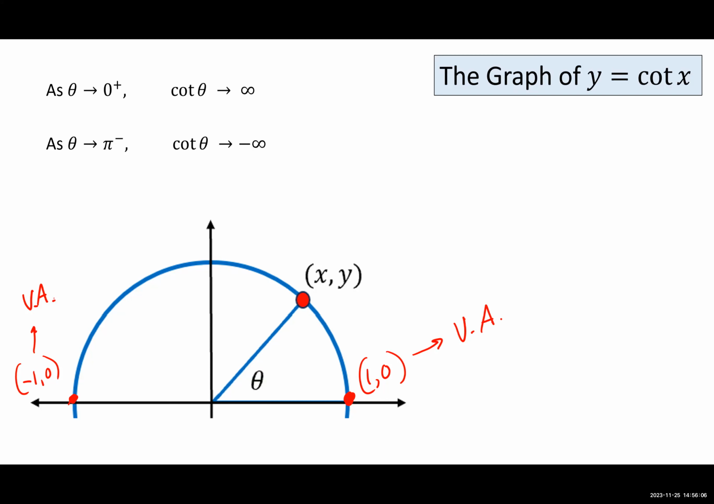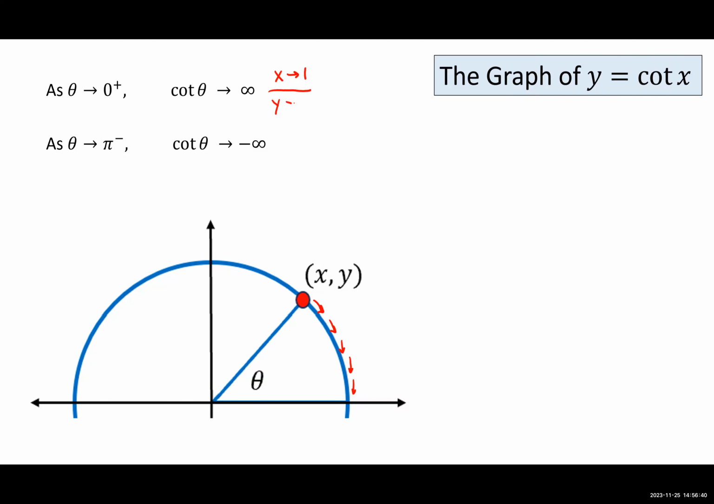So as the angle approaches 0 from the right, let me erase some of this. I don't want it to be too cluttered here. So as this point gets closer and closer to the x-axis, meaning the angle is getting closer and closer to 0, the x values are getting closer to 1.